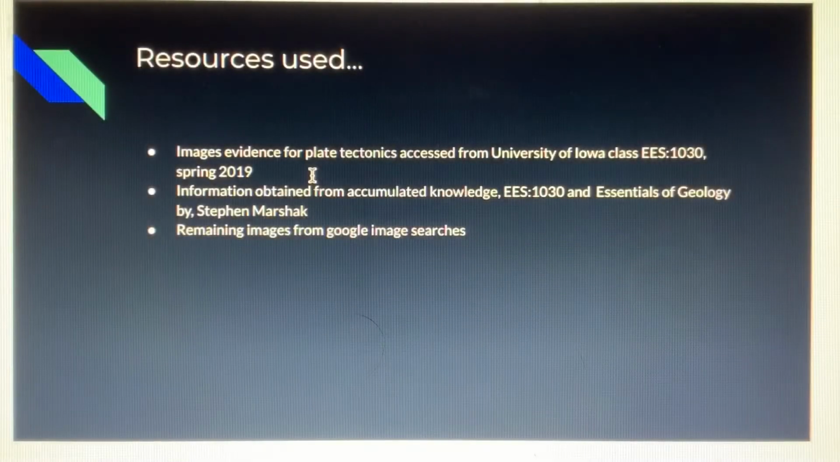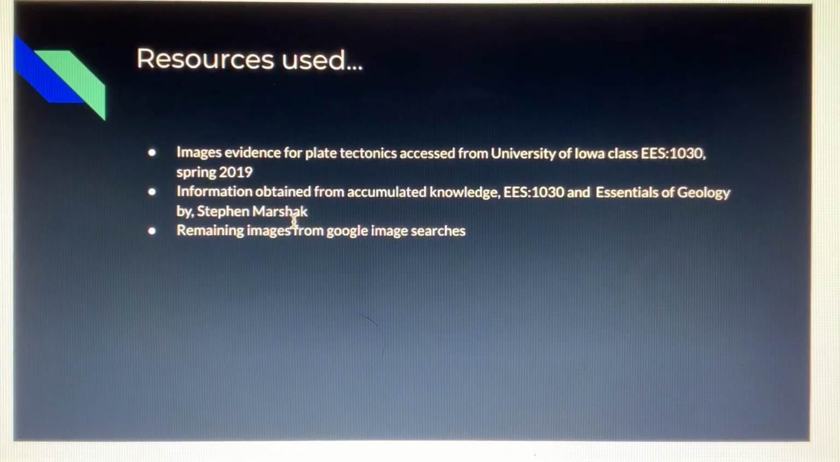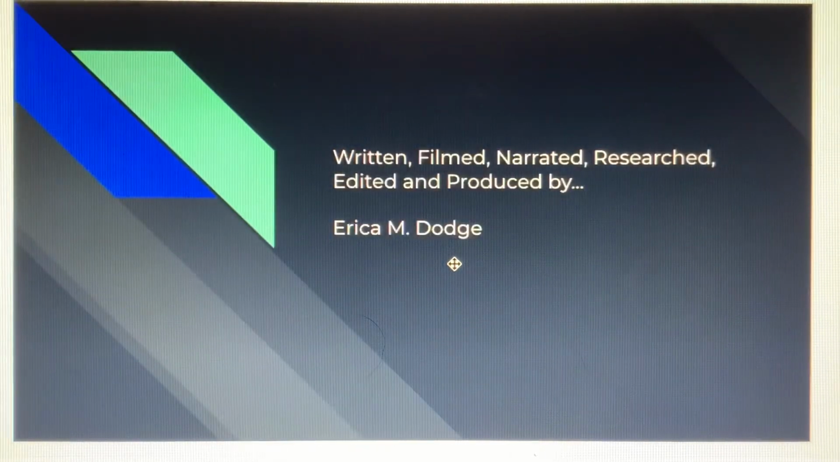The resources I used: I got the images for plate tectonics from a university class that I'm taking. I believe it's called Intro to Geology. It's at the very least the Intro Geology course number EES 1030. I have been taking it in the spring of 2019. The information was obtained from accumulative knowledge from my schooling, high school, junior high, elementary, and into college, specifically in the class that I previously mentioned, and the textbook for said class, Essentials of Geology by Stephen Marshak. The remaining images I obtained from Google searches, just Google Images.